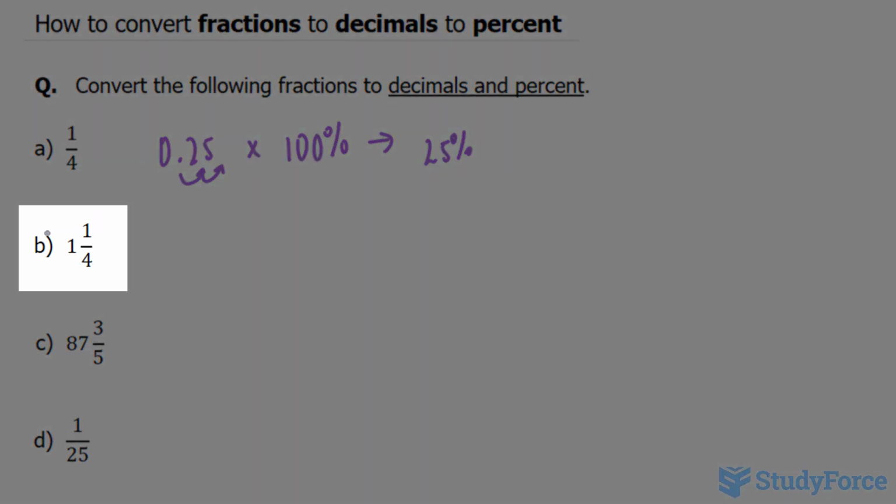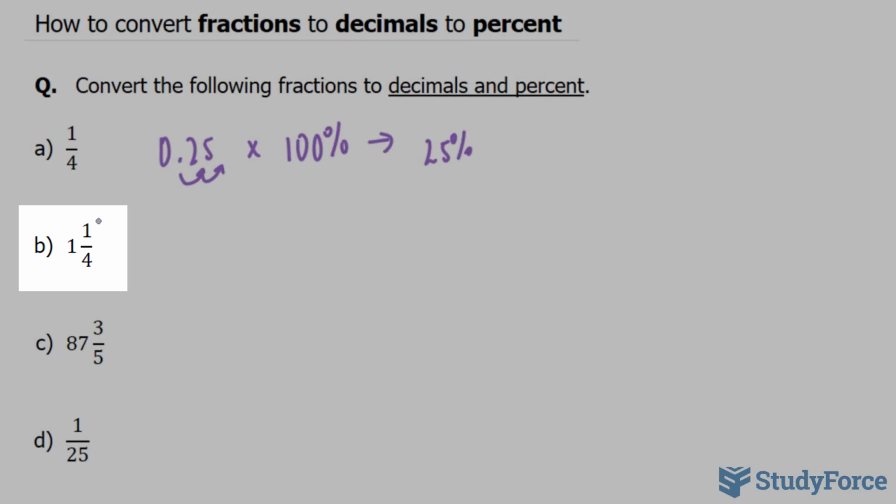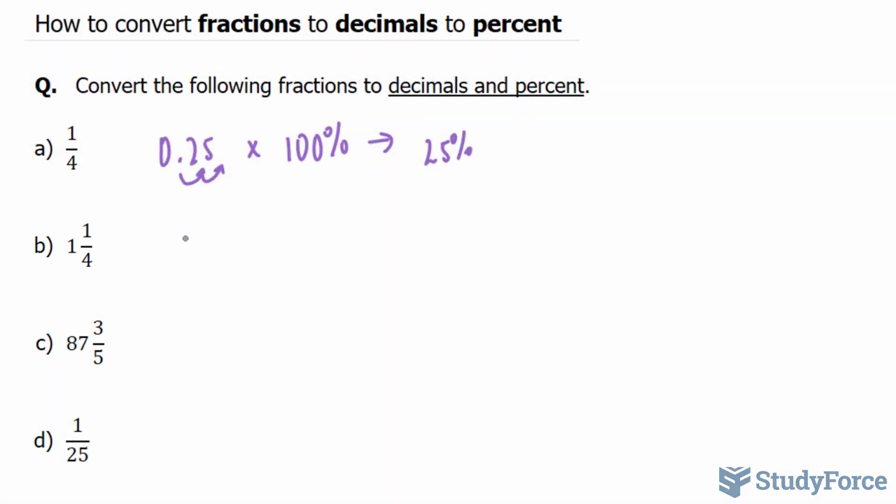In part B, we have a mixed fraction. We have the number 1 and then 1 over 4 right beside it. What this means is that we have a whole number, 1, and we have decimal 25 right beside it. Decimal 25. This number right here represents the decimal version for this fraction.